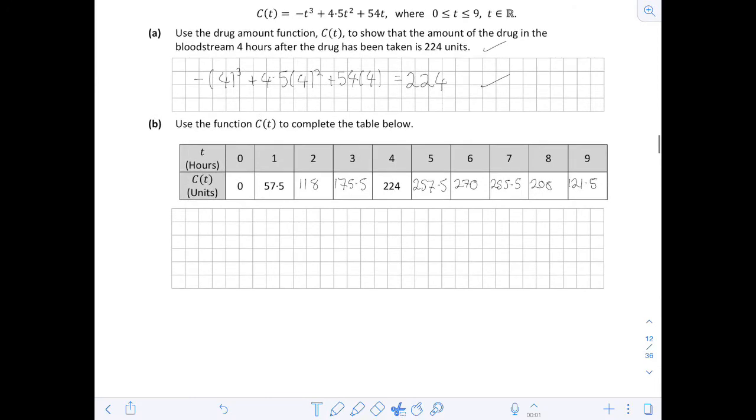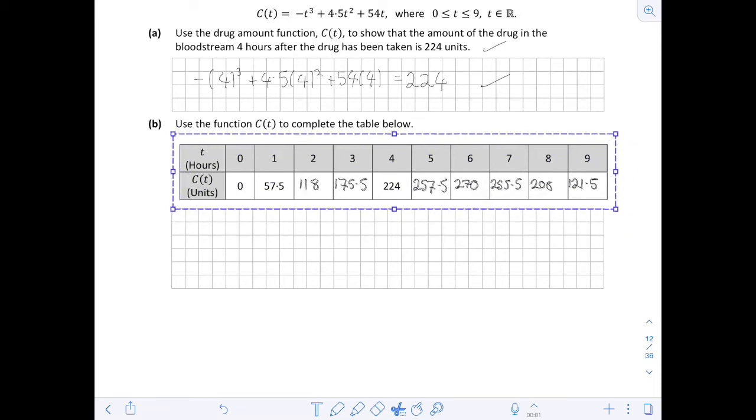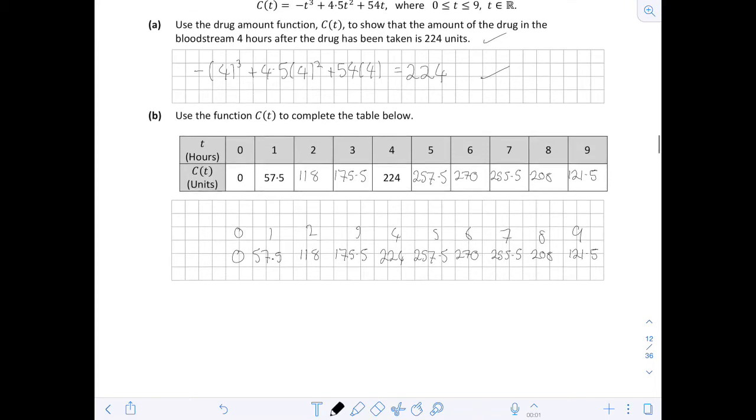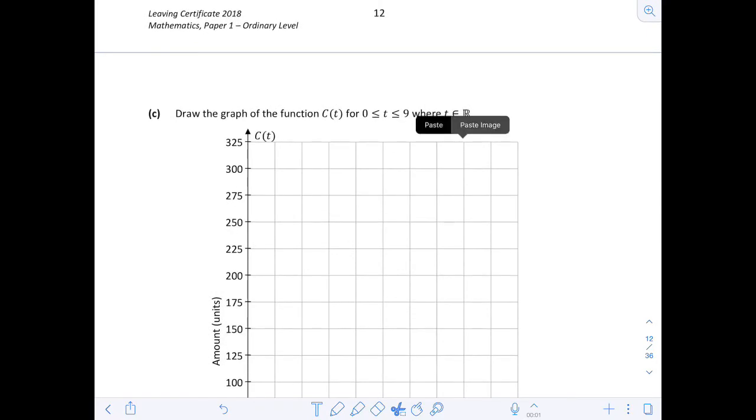Delete. Something weird happened there. Let's try it again. Duplicate maybe? So let's go for 224, 57.5 and 0, and that's 0, 1, 2, 3, 4, 5, 6, 7, 8, 9. This is just so I can see the information, because I'm very limited in my screen size here. So I'm going to copy that, bring it down here, and paste it in there. That will do me quite nicely if I leave it up there.